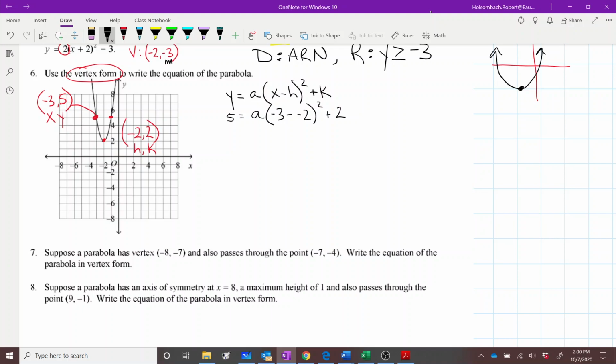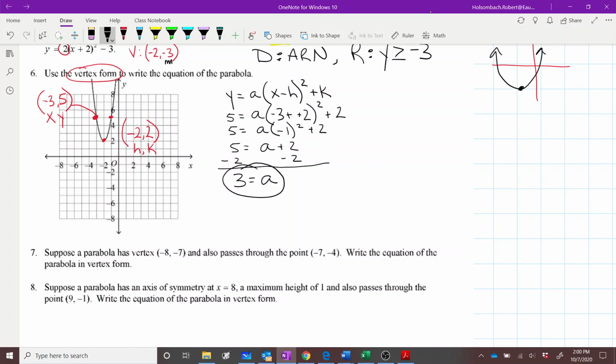Now we're going to solve for A. So 5 is equal to A times (-3, we're going to keep change, so we get a -1 in here) squared plus 2. So 5 equals -1 squared is 1, and 1 times A is A, plus 2. So we're going to subtract 2 from each side. So we get 3 is equal to A.